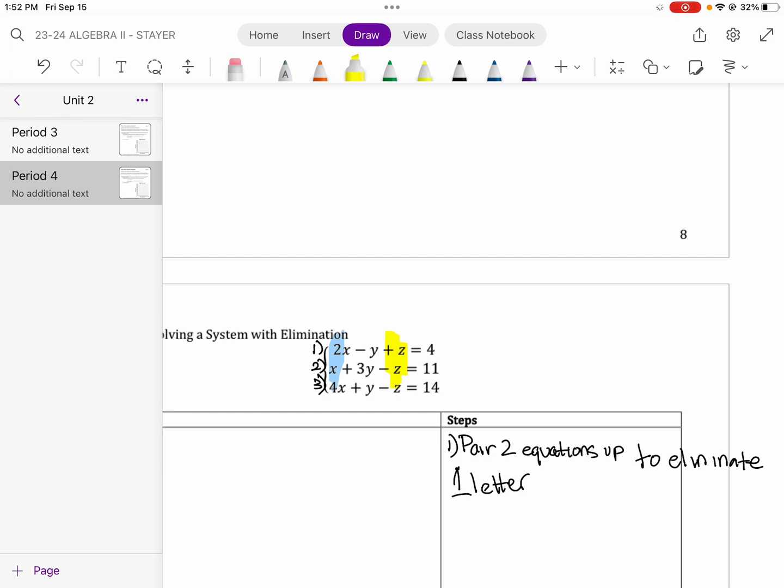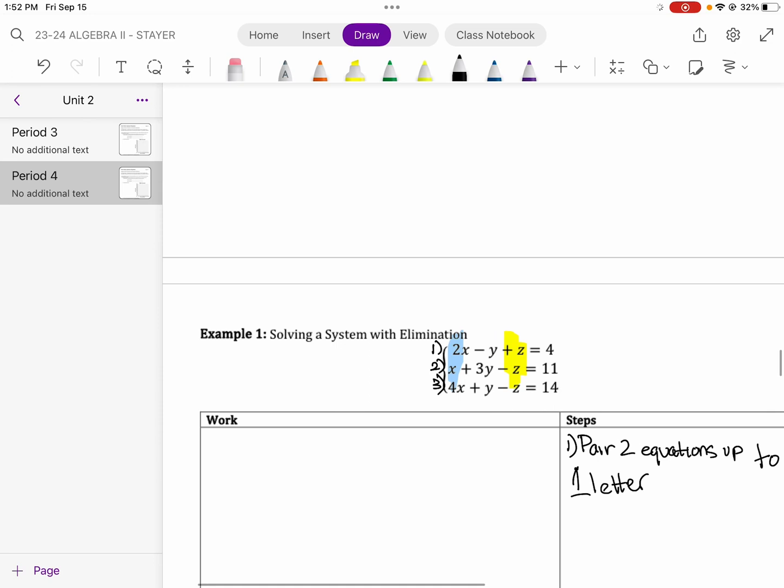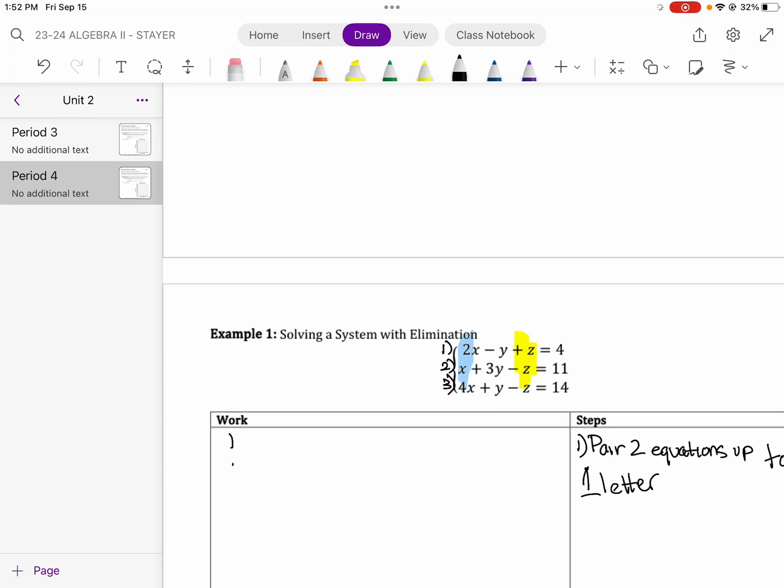So if I brought down 1 and 2, I'm going to bring down equation 1 and equation 2. So 2x minus y plus z equals 4. X plus 3y minus z equals 11. I'm going to add them straight down.